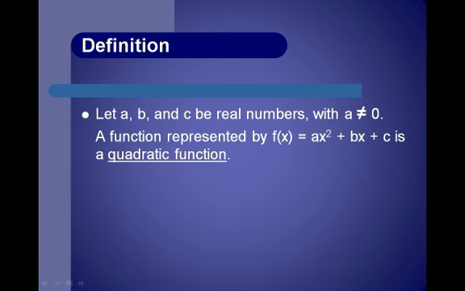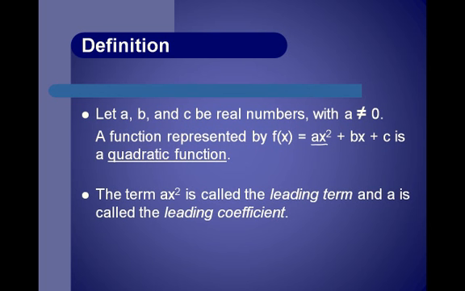As a definition, let a, b, and c be real numbers with a not equal to 0. A function represented by f of x equals ax squared plus bx plus c is a quadratic function. Notice that you have an x squared term. That's what makes it quadratic when the x squared is the highest power.